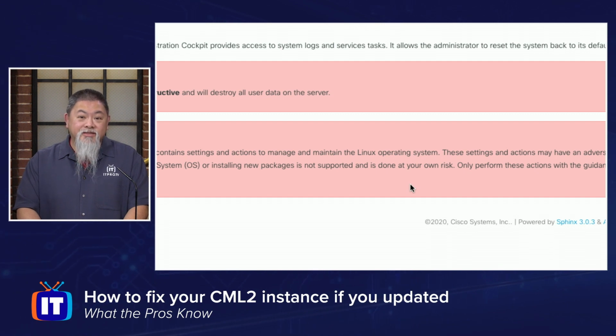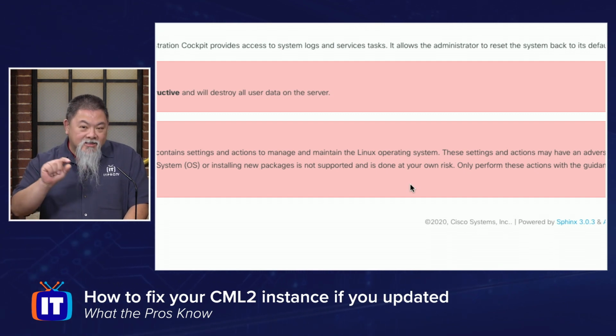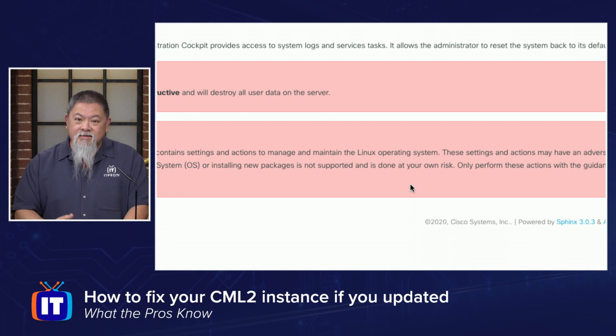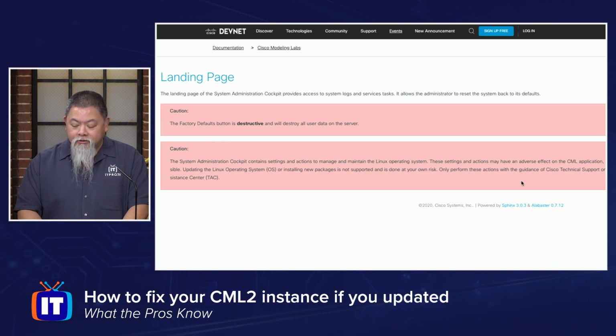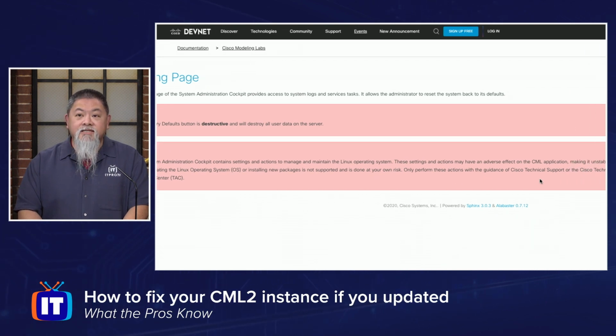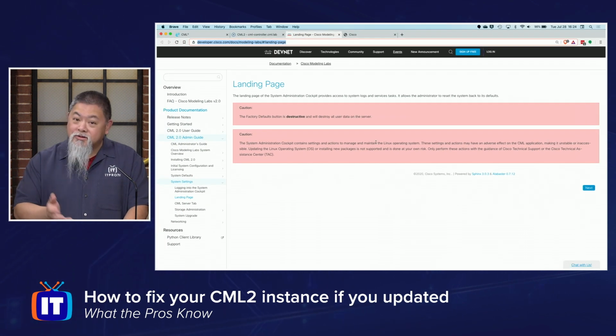Boy, I wish I had read that before I selected that automatic toggle switch. I like keeping my servers up to date. I thought, what the heck could an automatic update here have? And they even tell you that you only perform these at the guidance of Cisco TAC, essentially. Okay, so I wasn't supposed to update my CML2 server, and that is why you should never update your CML2 server either.